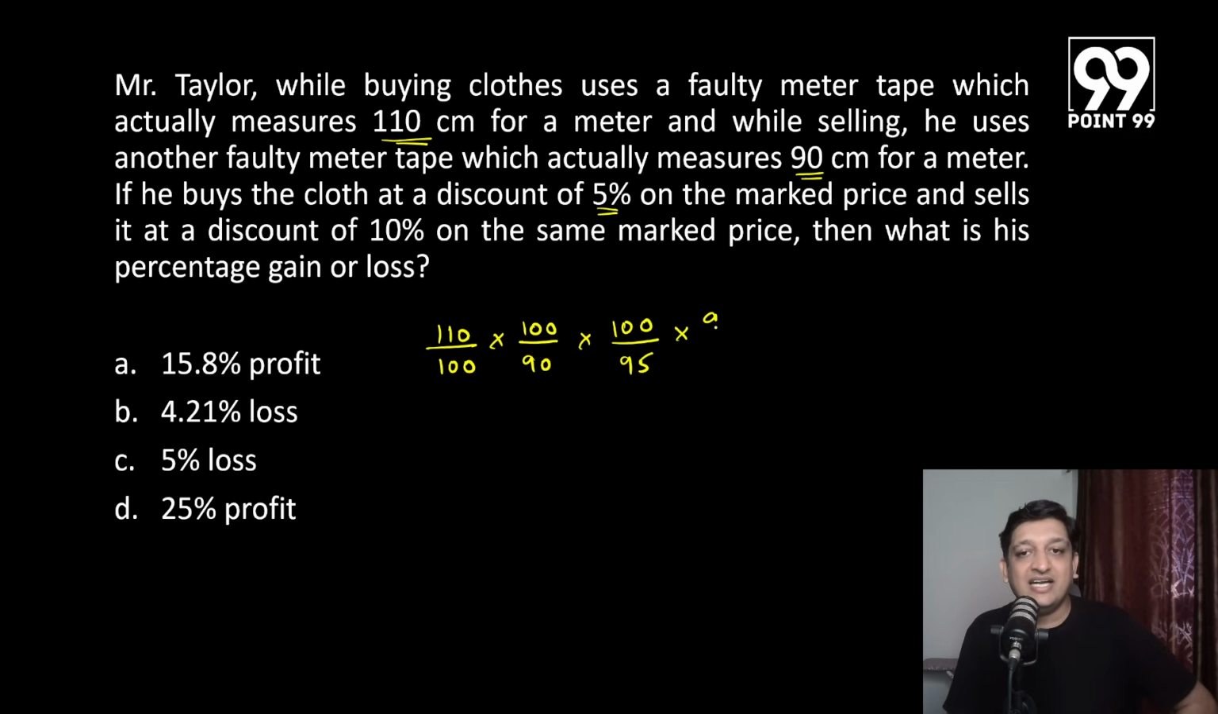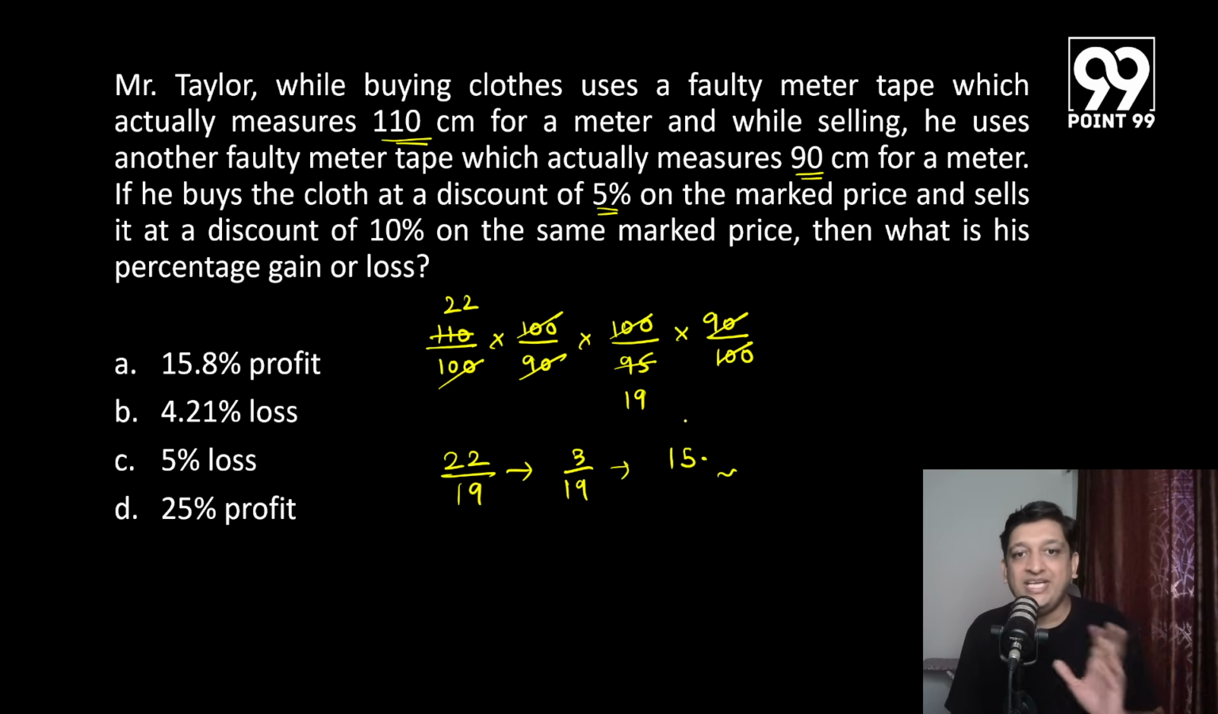And finally, he's selling it at a discount of 10%, which basically means he's going to get 90 by 100 of the value. Now, if you look at these numbers, we can happily cancel out all the 90s and all the 100s. We'll get a 19 and a 22. So it basically means he's investing 19 rupees and he's getting 22 rupees in return, which basically means a profit of 3 out of 19. 19 ones are 19, we will be left with an 11, 19 fives are 95, and the rest doesn't matter because it is going to be a profit of 15 odd percent, which is option A. So that should be our answer.